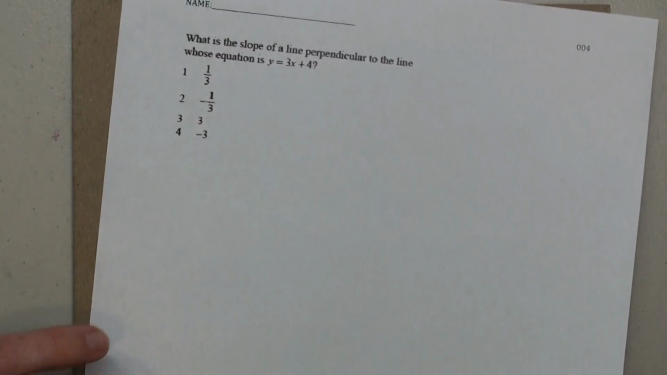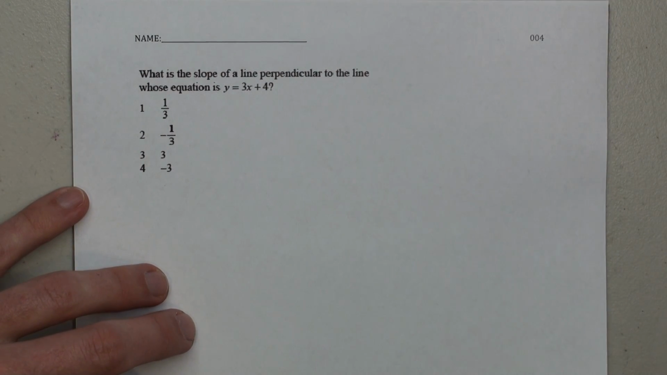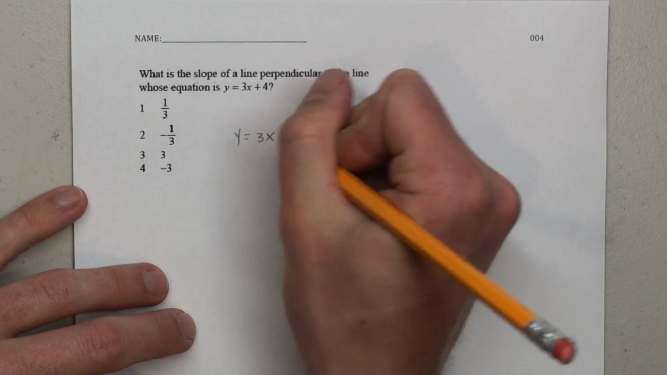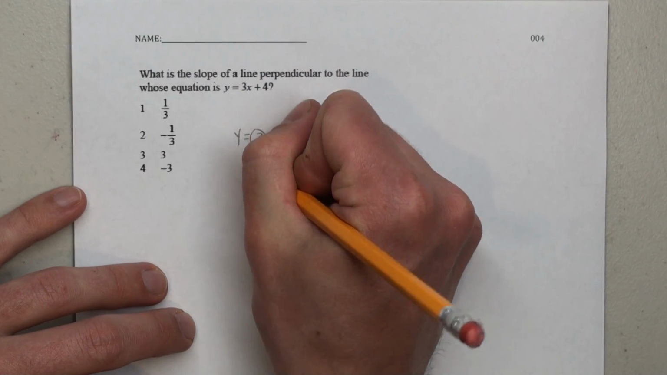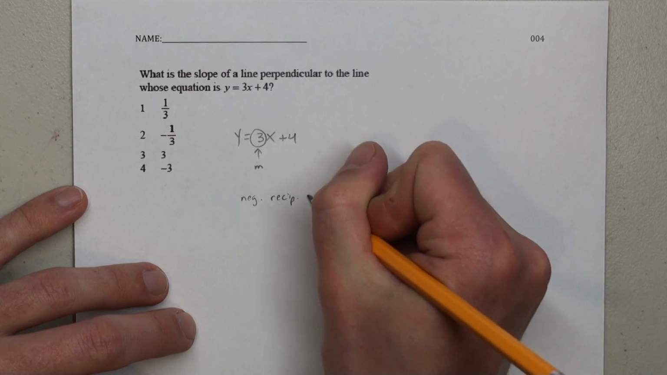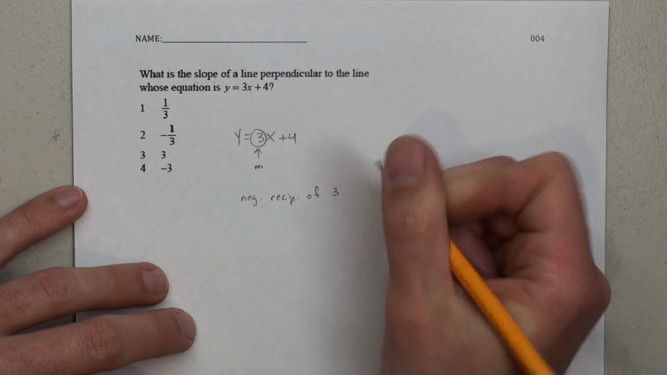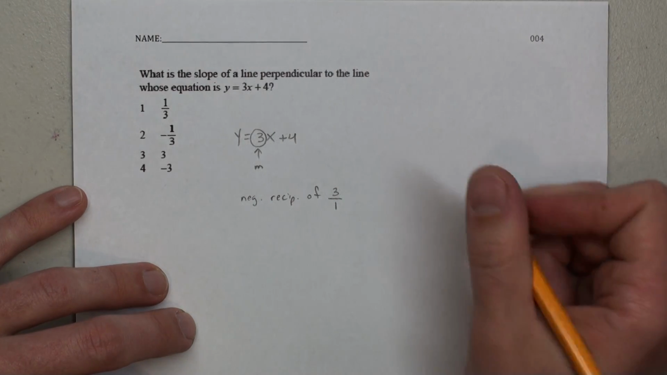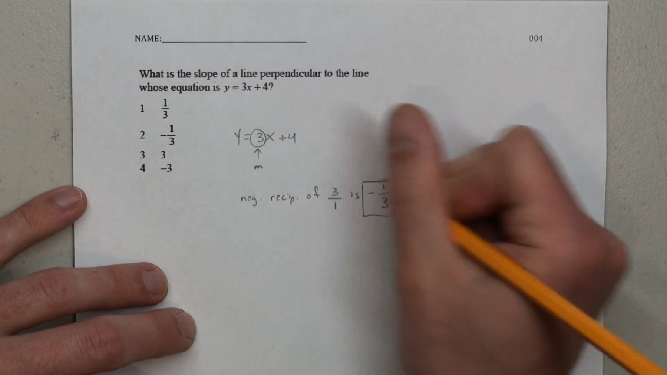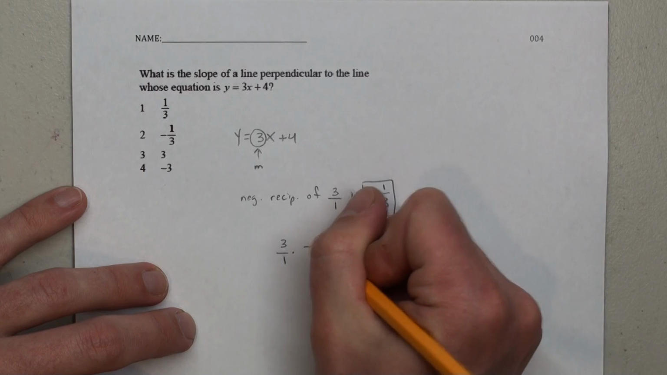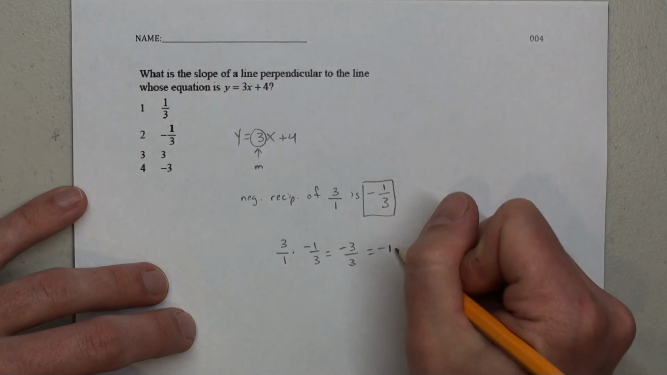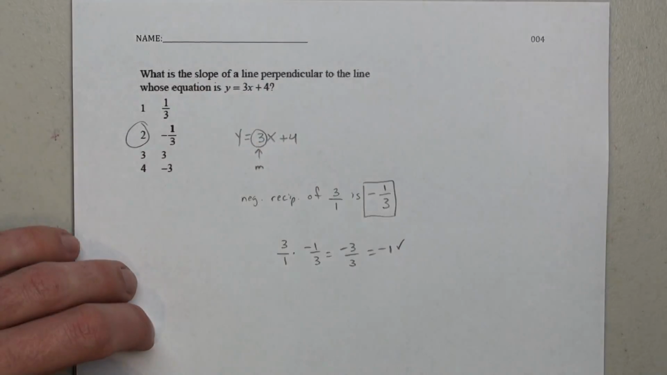Number 4. Same type of problem. Okay, you could see that the Regents exam likes to give you this problem. y equals 3x plus 4. Look, it's already in y equals mx plus b form. So the negative reciprocal of 3 is really 3 over 1, right? We want it as a fraction, is negative 1 over 3. So 3 over 1 times negative 1 over 3 equals negative 3 over 3 equals negative 1. It checks. It's negative 1/3.